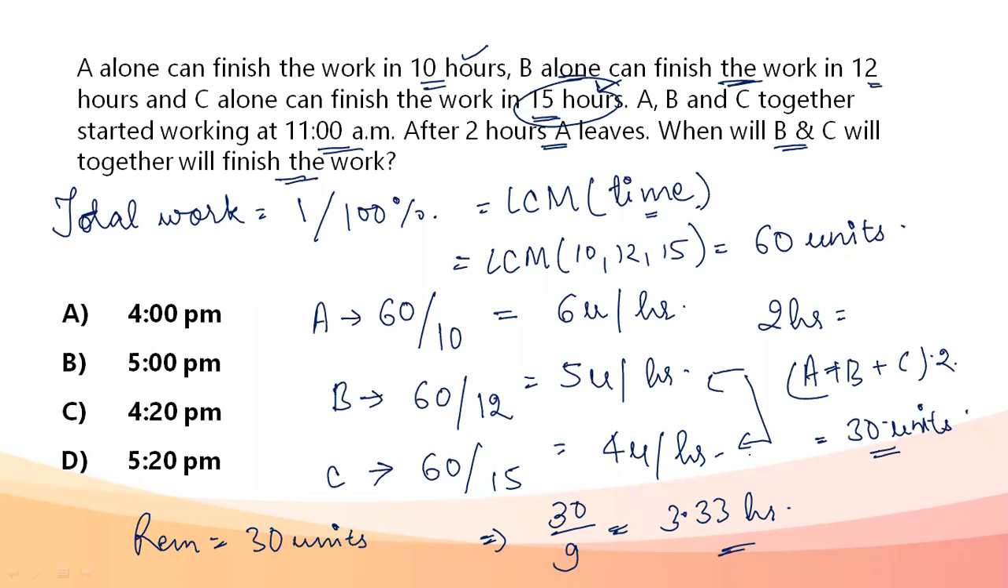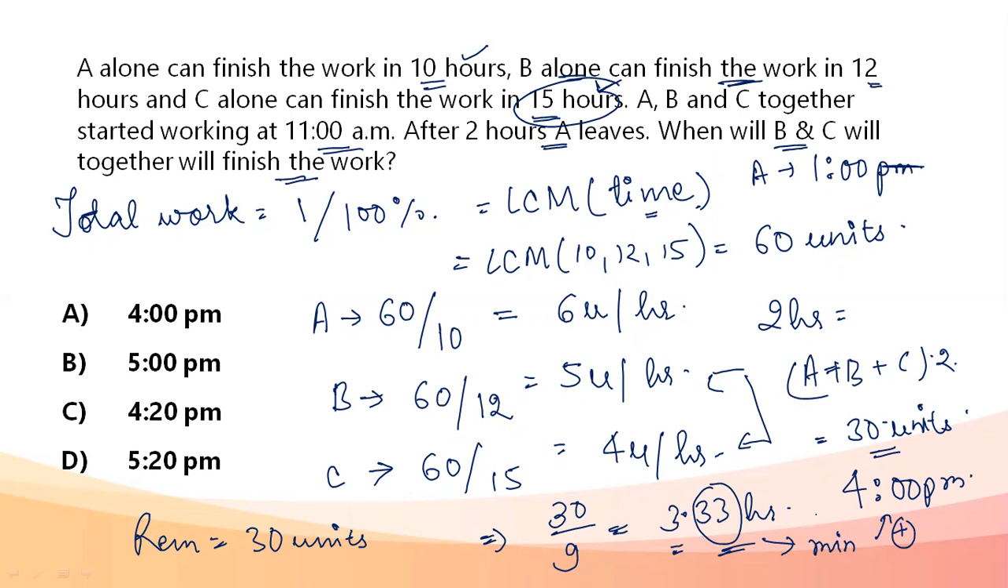Now, 3 hours I can find out after 2 hours A leaves. So A is actually leaving at 1 p.m. After that, 3.33 hours later, the work is completed. So 3 hours I can visualize. 3 hours is actually 4 p.m. But what about this 0.33 hours? This 0.33 hours I convert into minutes and I'll add that up to 4 p.m.